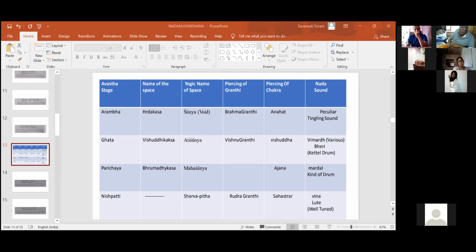What is the source of the sound? The source of this sound is the Lord himself, the Supreme Lord. From there, this sound is coming, and this nada is helping us, it will take us to that sound.